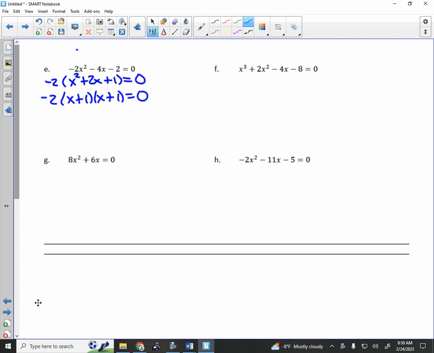Notice how x plus 1 happens twice. When that happens, we like to list the solution twice. So x equals negative 1 is a solution, and x equals negative 1 is a solution. It's a solution that happens twice. It's important in the long run as we learn how to graph these things and be able to understand their behavior a little bit better.